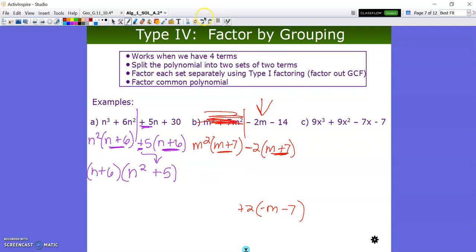I need that match. So we're going to go ahead and erase all that and go back to our initial problem. So now we do have the same thing in our parentheses. So we're going to write that in front. That's the GCF. And now we put our leftovers in parentheses. M squared minus 2.